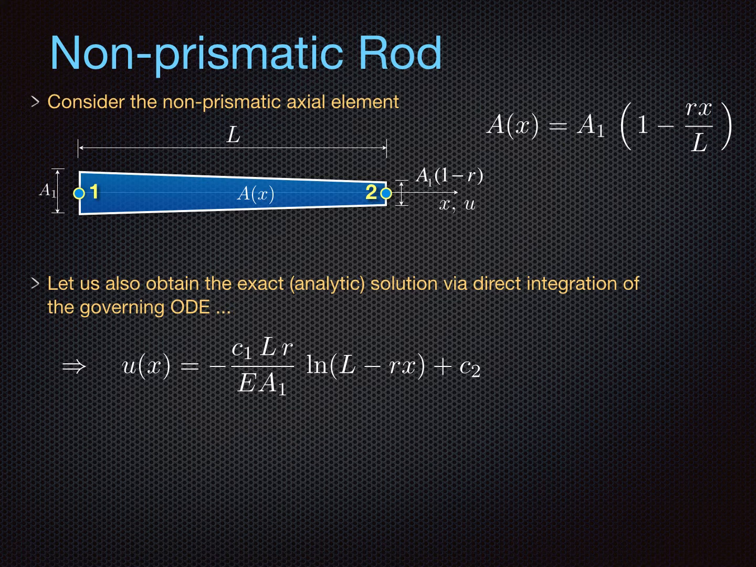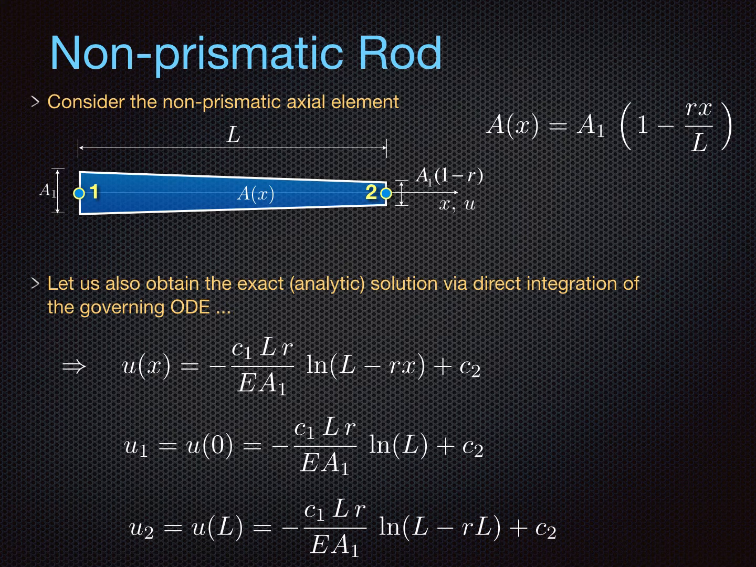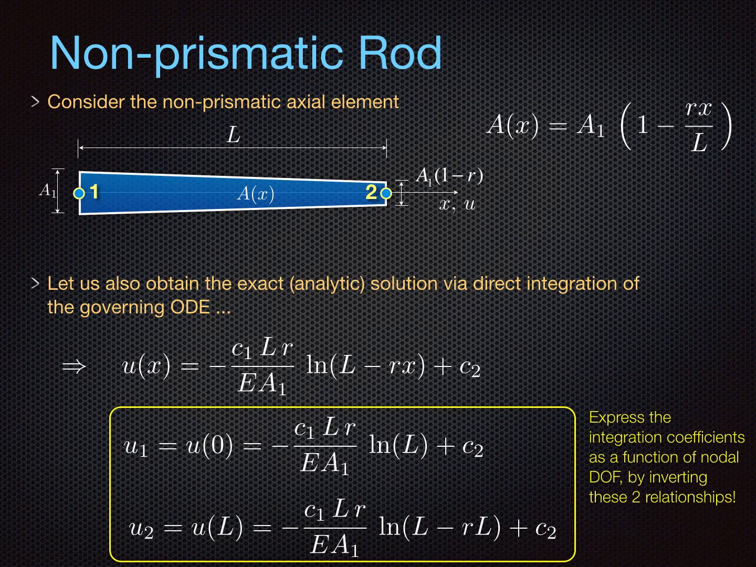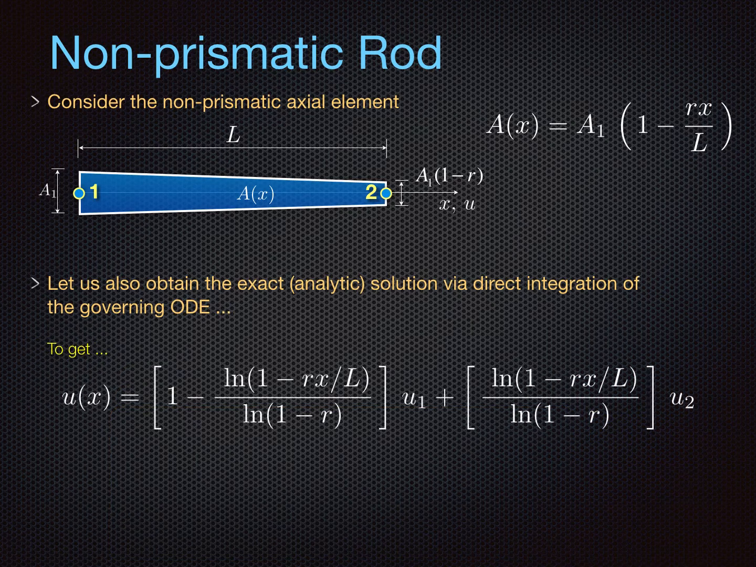Through this integration, I will have generated two integration constants, C1 and C2, and I can set their values based on the nodal displacements at nodes 1 and 2. If I evaluate the exact solution that I've obtained at x equals 0, I'll end up with this relationship. If I evaluate the same at x equals L, I will end up with the other. Then I can express those integration constants as a function of the nodal degrees of freedom by inverting these two relationships in terms of C1 and C2. After I plug C1 and C2 into the original analytical solution, after some rearrangement, I will have ended up with these shape functions.